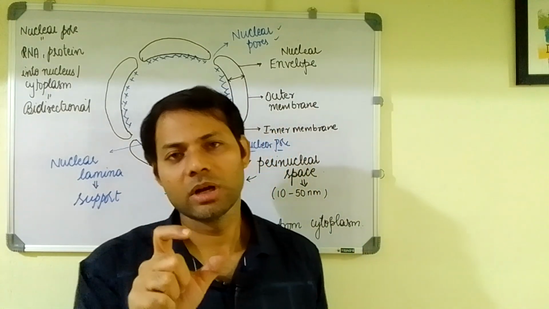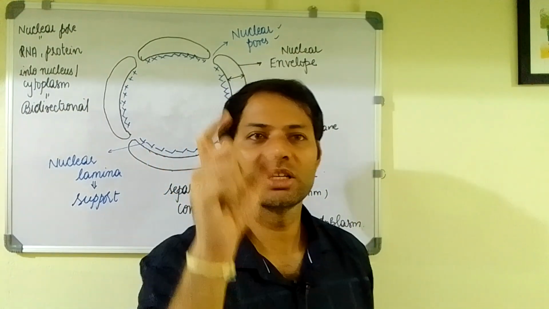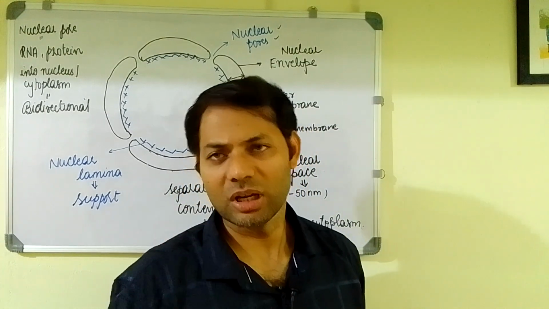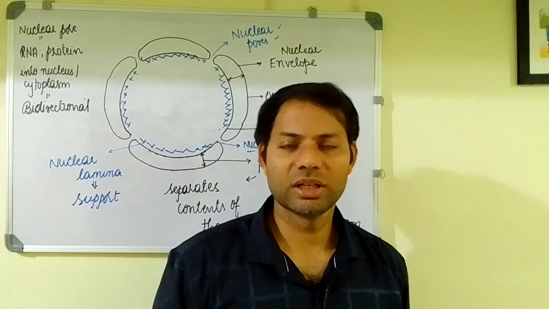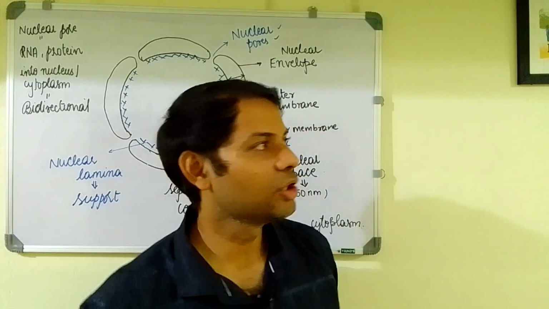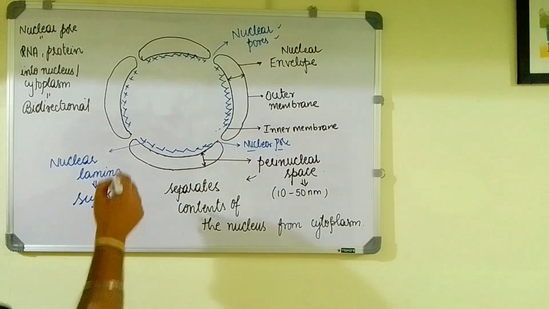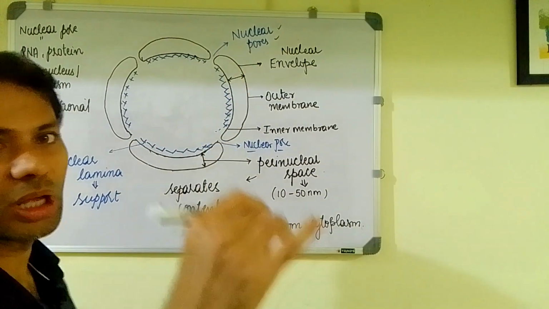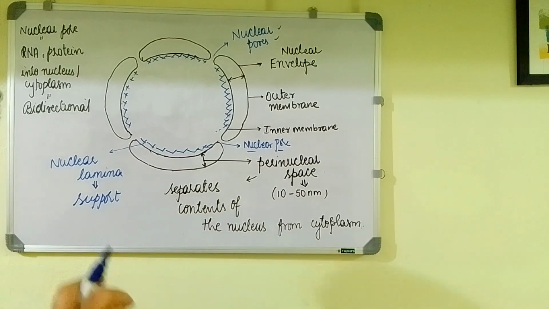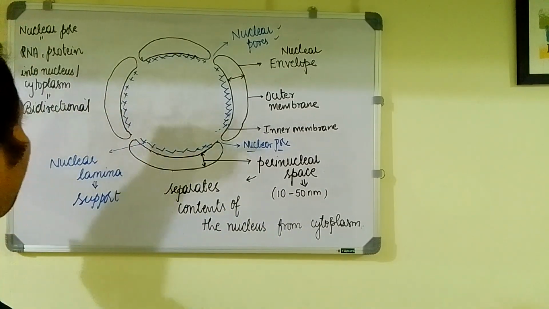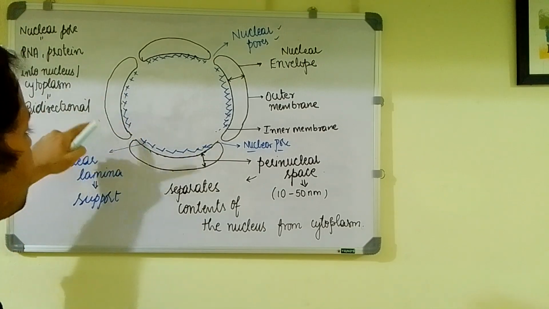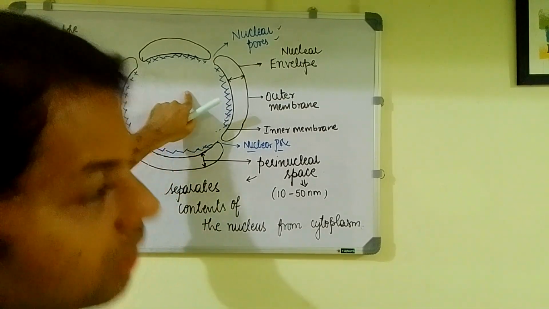In between this outer membrane and inner membrane, you have a space which is called the perinuclear space, whose size is around 10 to 50 nanometers. Third thing is, the nuclear envelope is interrupted at certain places, and those places are called nuclear pores. Through the nuclear pores, exchange of material, like RNA and protein, happens from the nucleus to outside and from the cytoplasm to the nucleus.